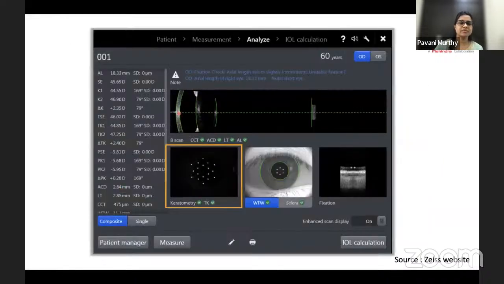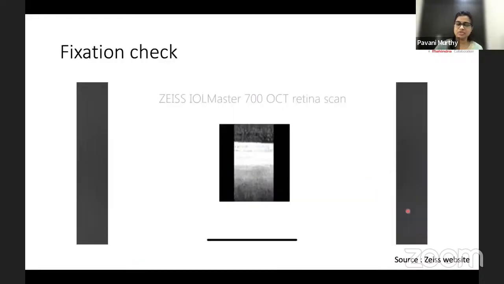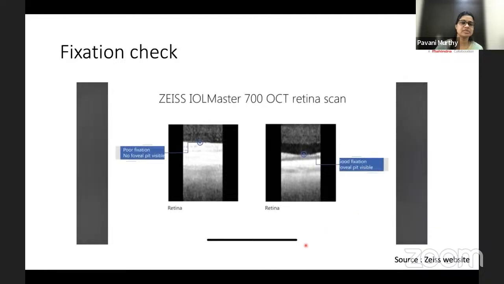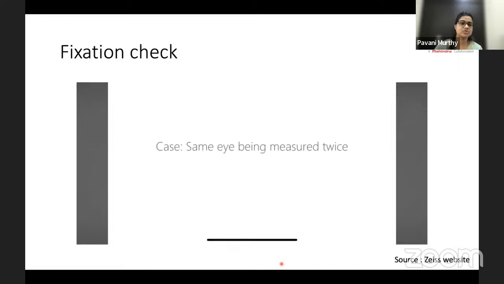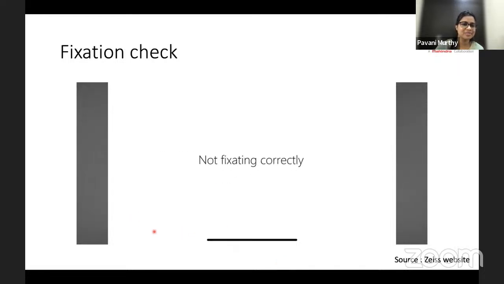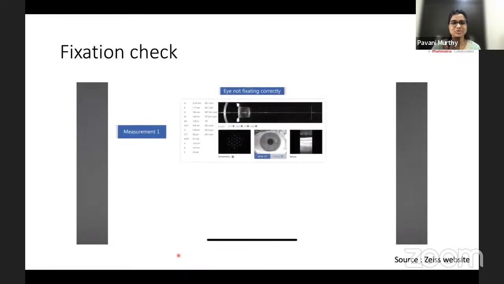So this is the B-scan which we were talking about. It takes continuous B-scan measurements, and whenever the foveal pit is visualized, that is the time when you have to take the measurements. So this is an added feature of IOL Master 700. It is called fixation check. Basically, this video is going to show, I think I don't have control over the video, but basically it is going to take 2 measurements.